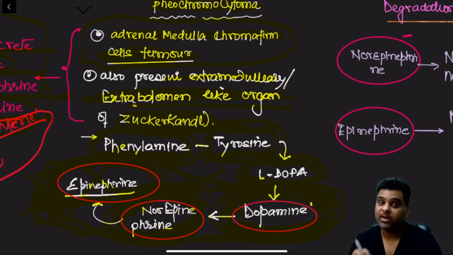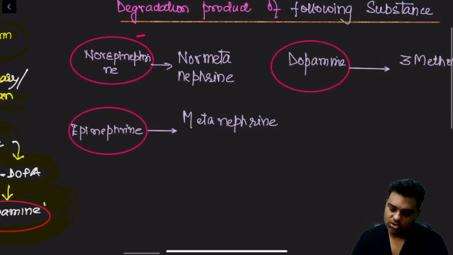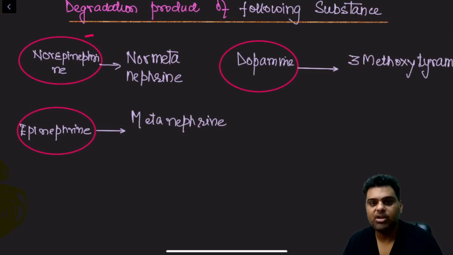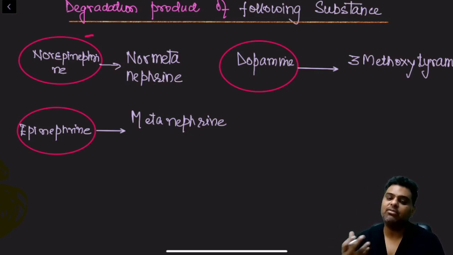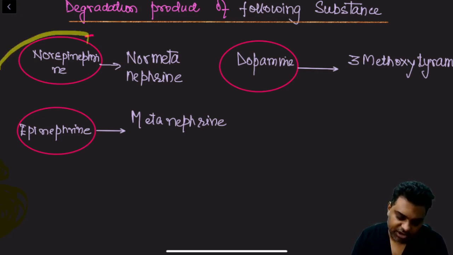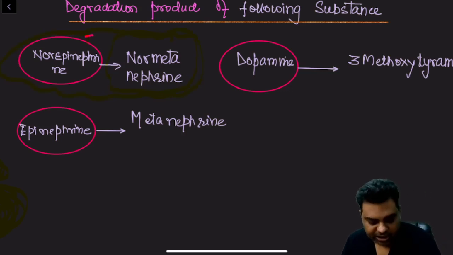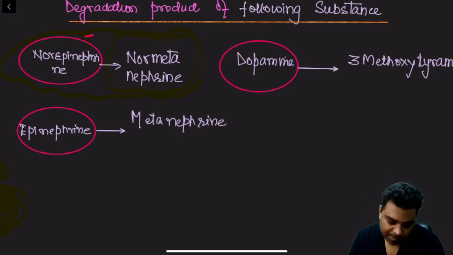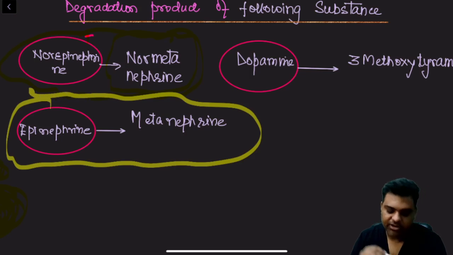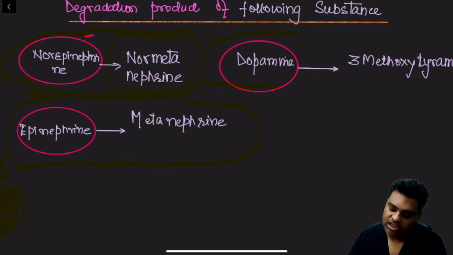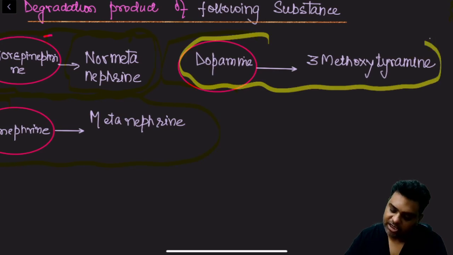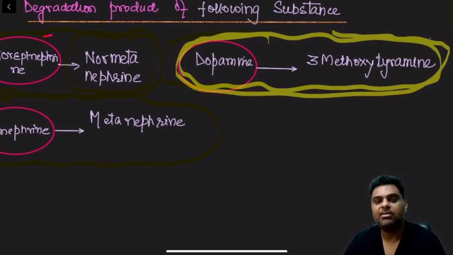Now, this is just factual, but there is a reason behind each and everything that we will discuss. We have understood that pheochromocytoma can produce three things: norepinephrine, epinephrine, and dopamine. But we also have to understand the final fate of these. Norepinephrine will lead to the formation of normetanephrine. Epinephrine will form metanephrine, and dopamine will form 3-methoxytyramine. This is very important.